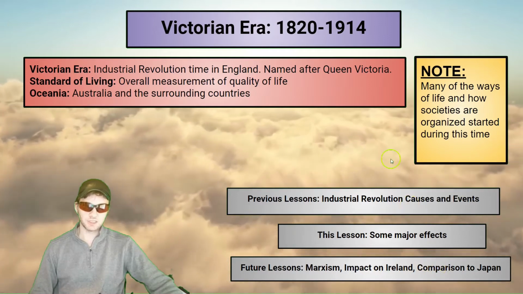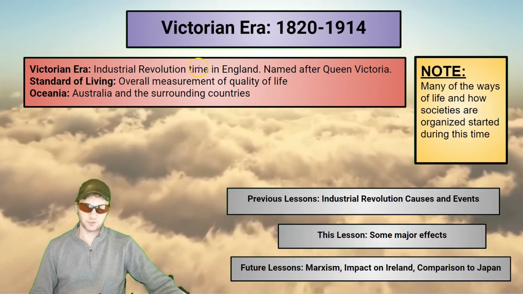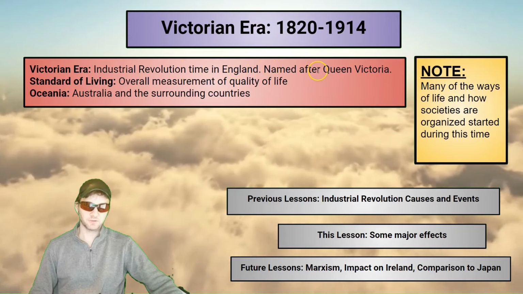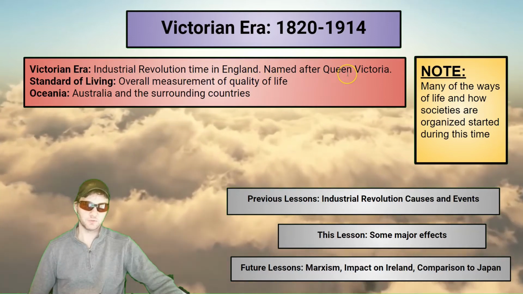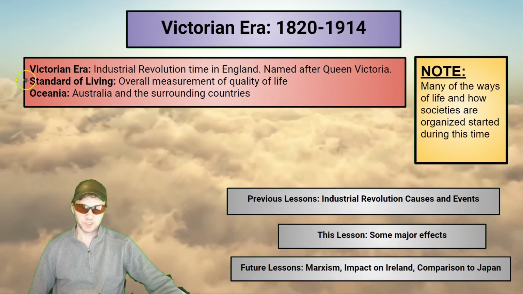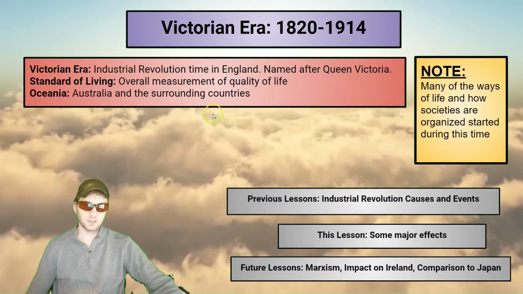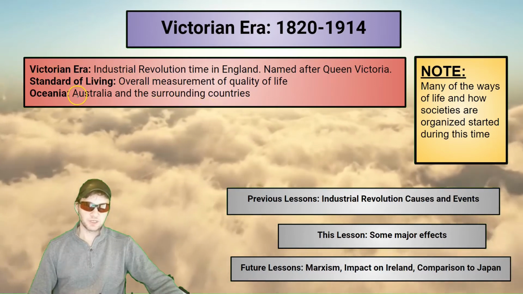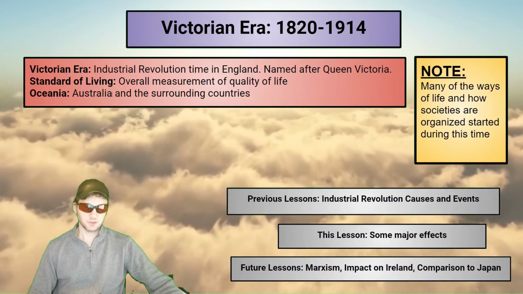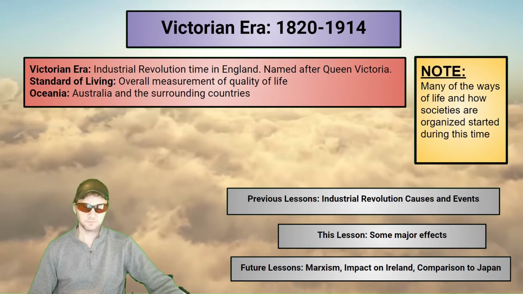A couple words we need to know. The Victorian Era, it's basically the Industrial Revolution time in England, named after Queen Victoria, who was queen through most of the actual 1800s. The word standard of living, which basically means an overall measurement of quality of life. And Oceania is basically Australia and the surrounding countries. So we don't say the continent of Australia, we just say Oceania.